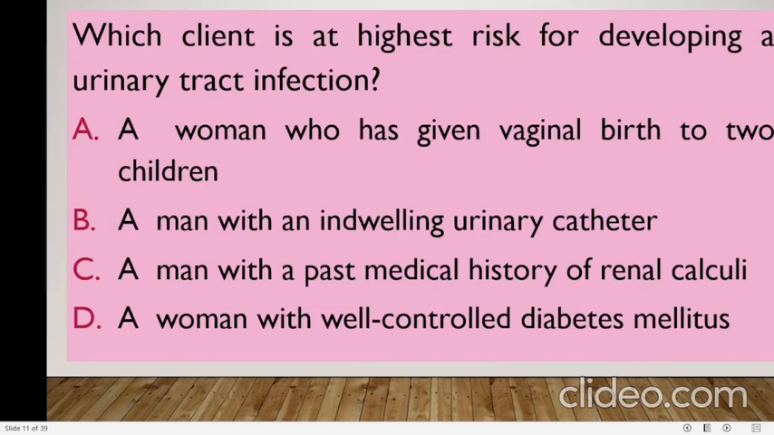Which client is at the highest risk for developing urinary tract infection? We have a woman who has given birth to 2 children, a man with an indwelling urinary catheter, a man with a past medical history of renal calculi, a woman with well-controlled diabetes mellitus. We have to immediately eliminate this last one because this is a patient with stable sugars, stable diabetes, well controlled.